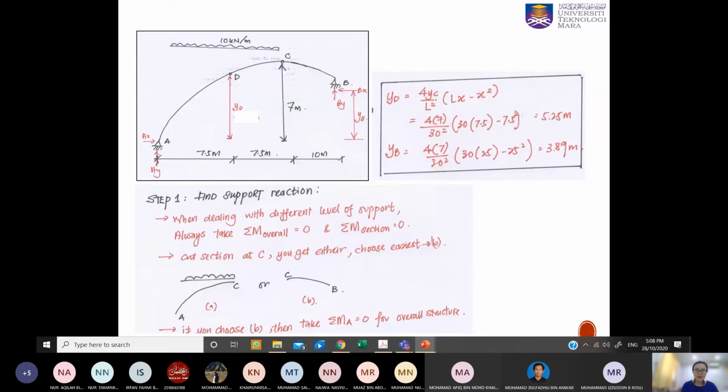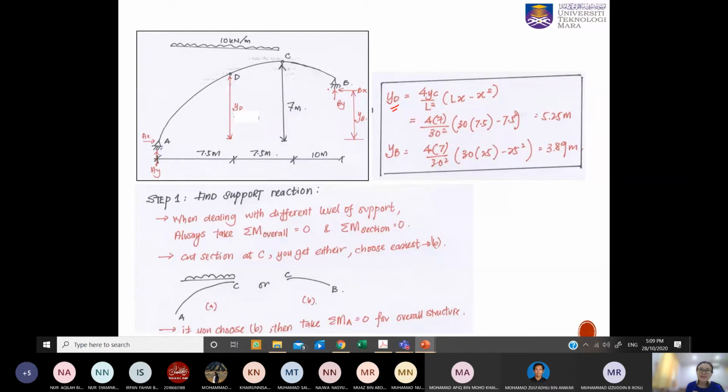I showed these in the earlier slides. Let's see how to apply this equation. This equation is purposely for the parabolic shape of arch only. So now I want to determine YD. My equation is 4yc over L squared, in the bracket, Lx minus x squared.